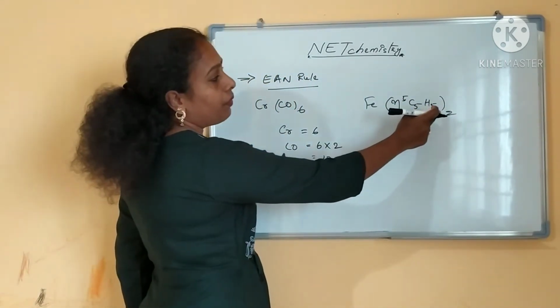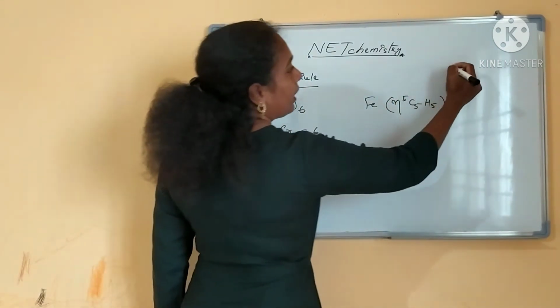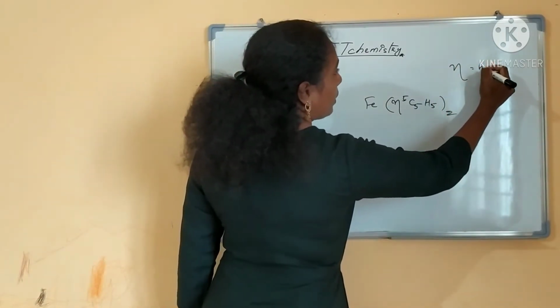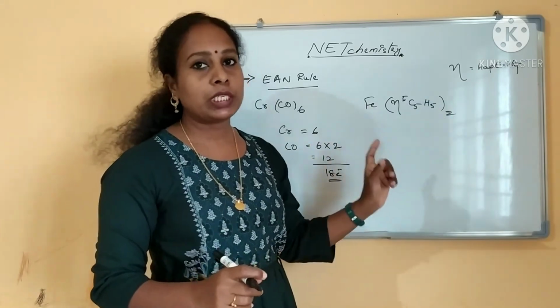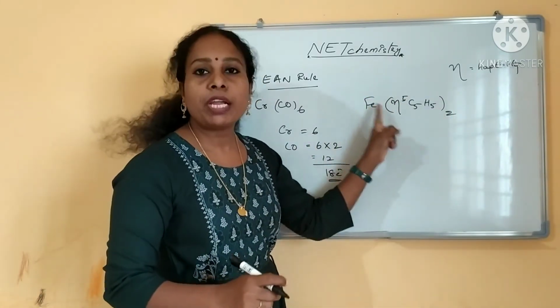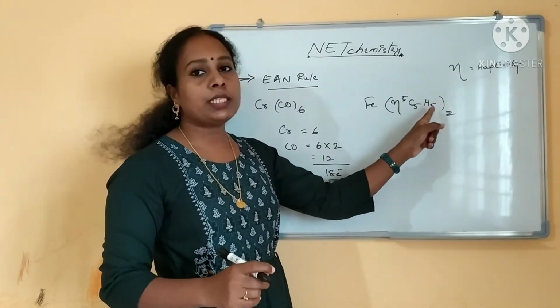Eta 5 C5H5 twice. What is eta? Eta represents the hapticity. So eta 5 C5H5 twice: C5H5 is the cyclopentadienyl ligand in ferrocene, and each one donates 5 electrons to iron. That is what it means.